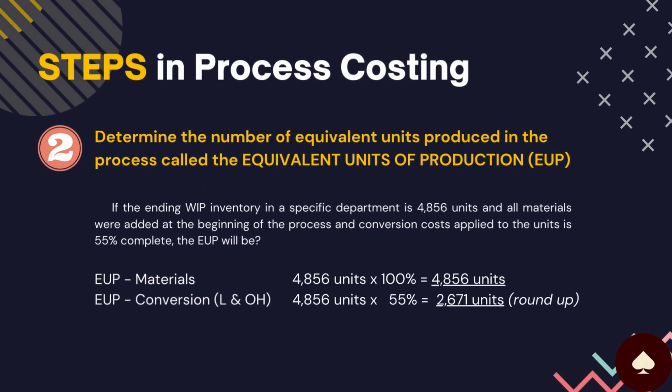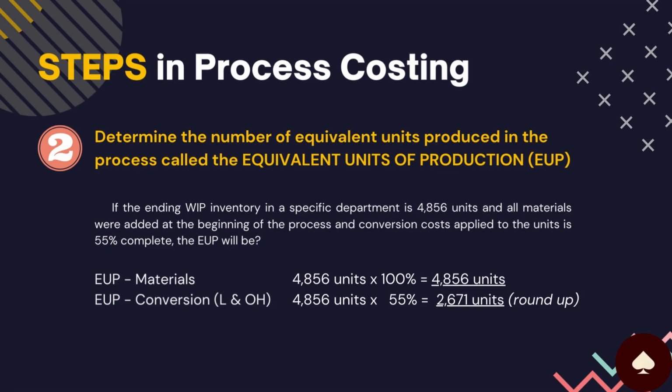Let us solve the EUP for materials and labor. Since the materials are already added at the beginning of the process, the percentage of the process completed is 100%. We then multiply the 4,856 units by 100%, which will result in 4,856 units. That 4,856 units is the EUP for materials.